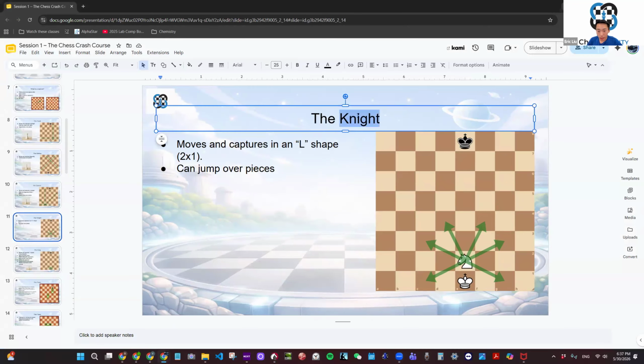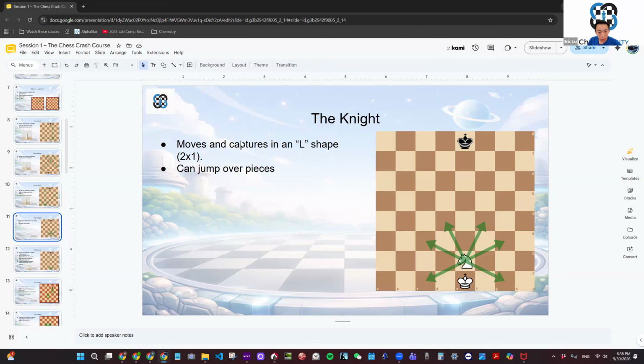The knight. This is what the knight looks like online. And this is what the knight looks like in person, if you guys can see it. It's kind of hard to see, but that's a knight. That's a green knight. And I also have a black knight, but it turned into a unicorn. Either way.